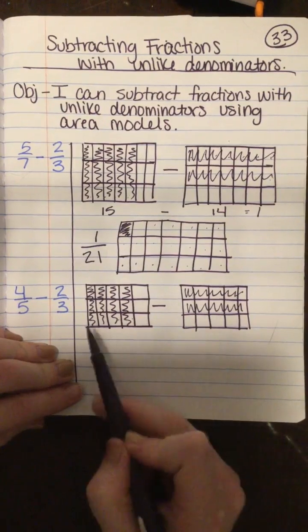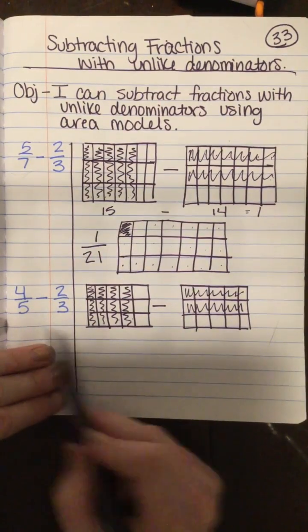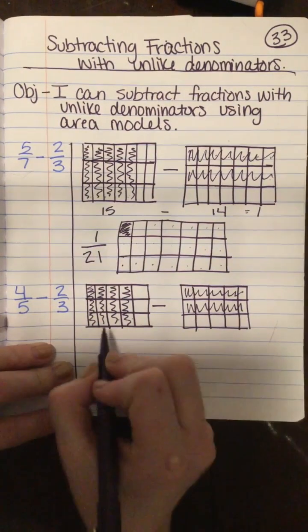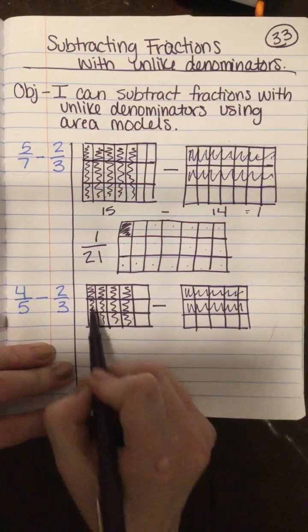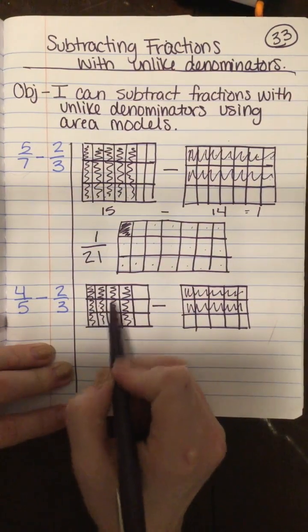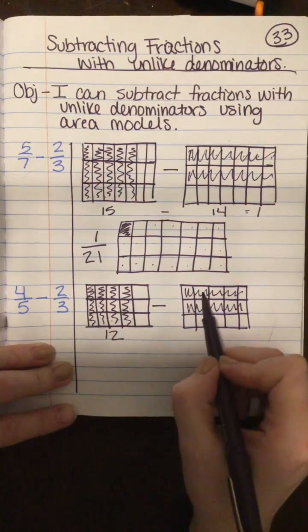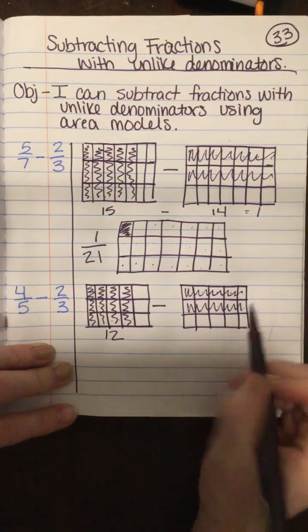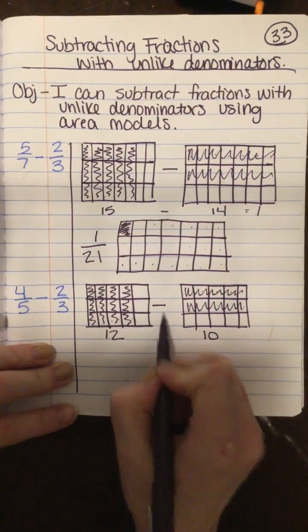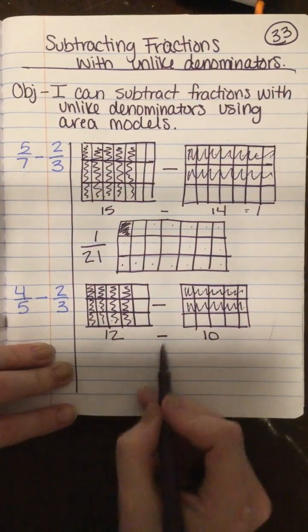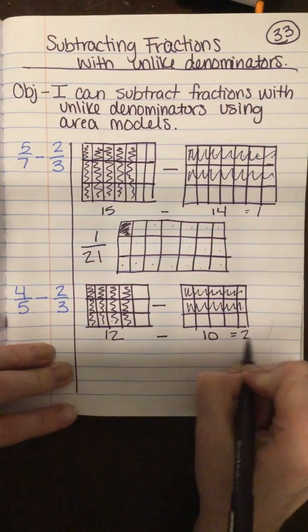So now they are even pictures, which means we're going to have an even denominator now. We're going to count our shaded pieces. So we have 1, 2, 3, 4, 5, 6, 7, 8, 9, 10, 11, 12. 12 shaded here. 1, 2, 3, 4, 5, 6, 7, 8, 9, 10. 10 shaded here. We are subtracting. 12 minus 10 is going to give us 2.